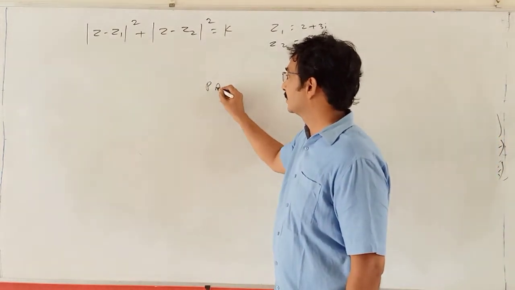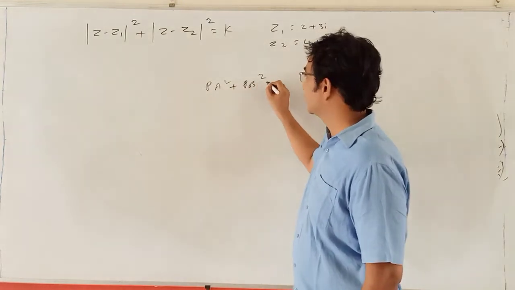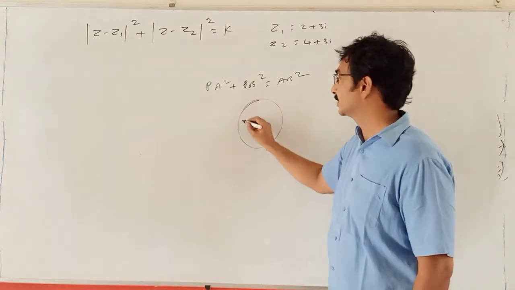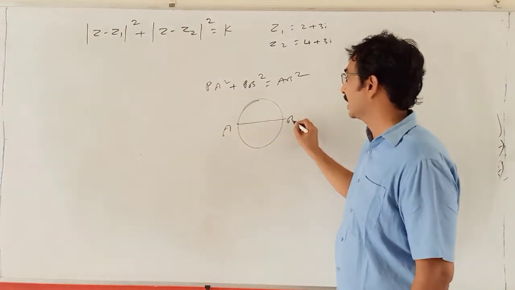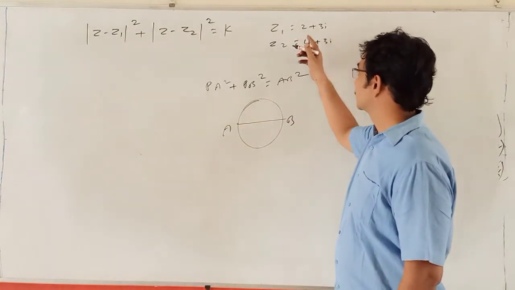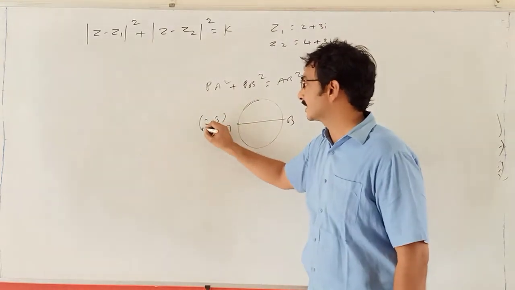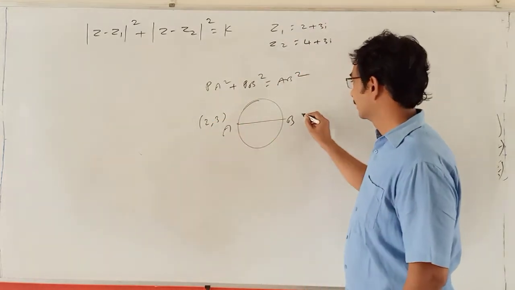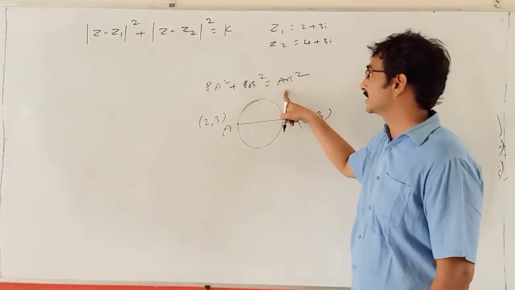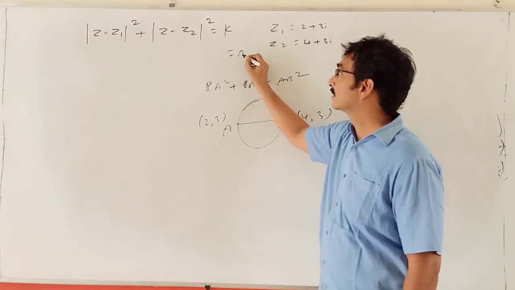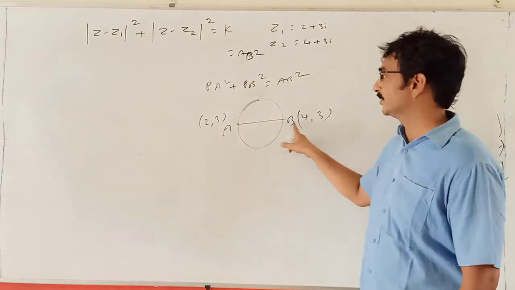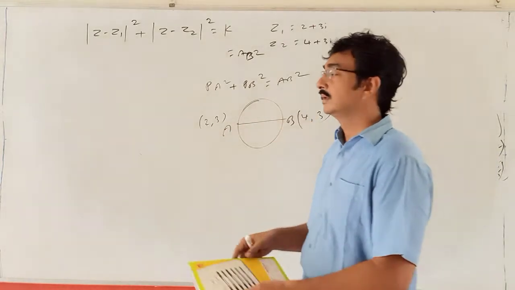The formula related to this: PA squared plus PB squared equals AB squared, then the locus of P is a circle whose ends of the diameter are A and B. Clearly, the ends of the diameter of the circle are (2, 3) and (4, 3). Now required is k. By comparing, k equals AB squared. So it is the square of the distance between the two points, 4 minus 2 whole squared, which means 4. Answer.